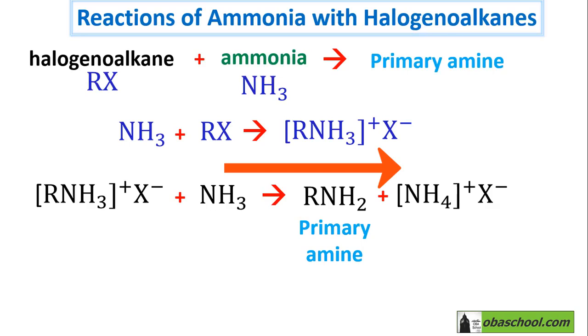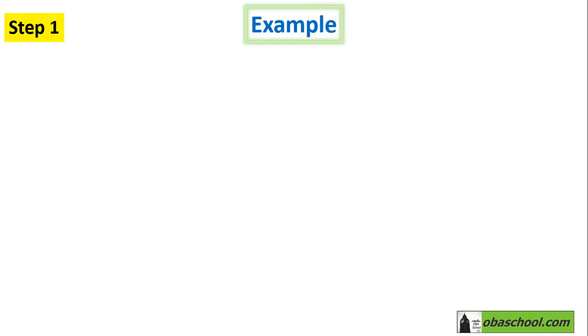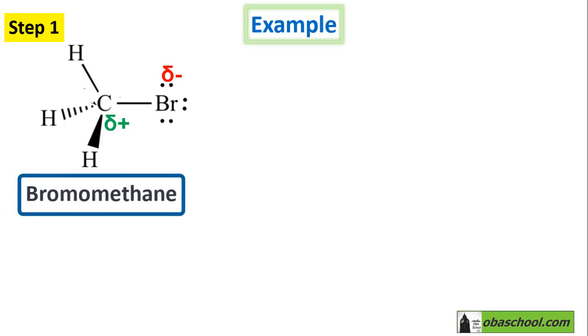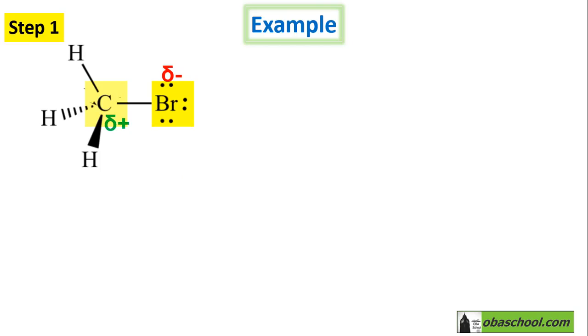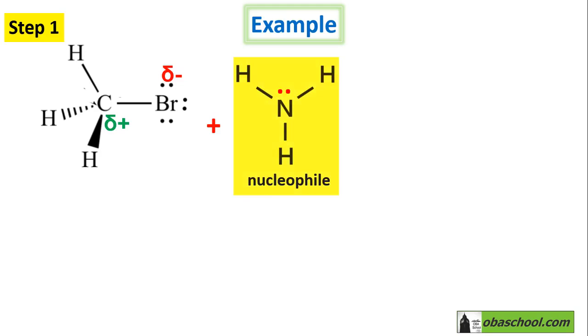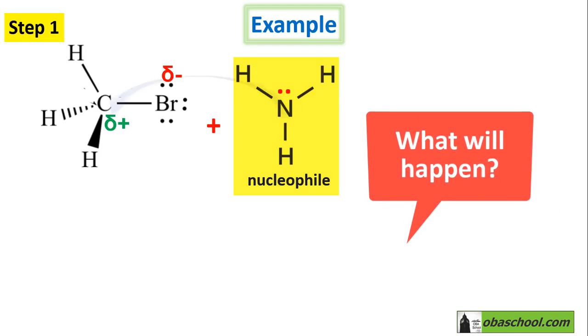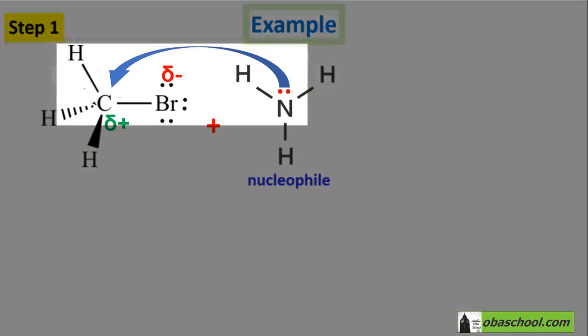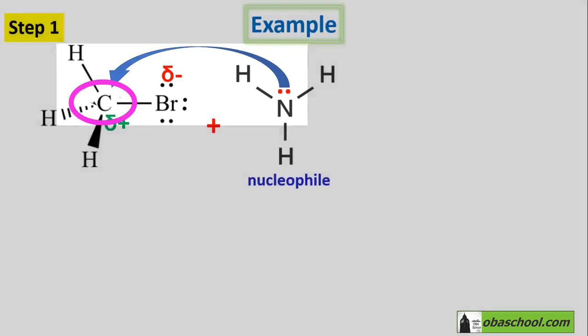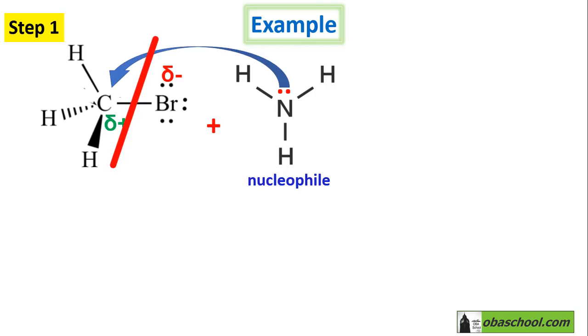Let's take a real example of a real compound for you to understand it clearly. Let's take bromomethane. This is our halogenoalkane. Bromine is more electronegative than carbon. That's why it carries a negative dipole, and that's why carbon carries a positive dipole. When it reacts with ammonia, which is acting as a nucleophile in the first step, what will happen? The electron pair found on the ammonia will attack the electron deficient carbon here, and it will break the bond between the bromine and the carbon, as you can see.